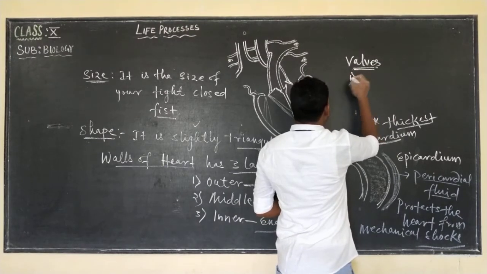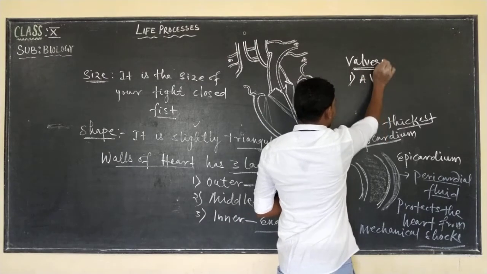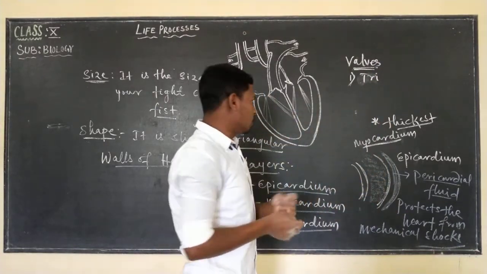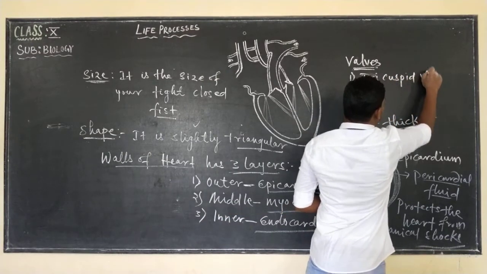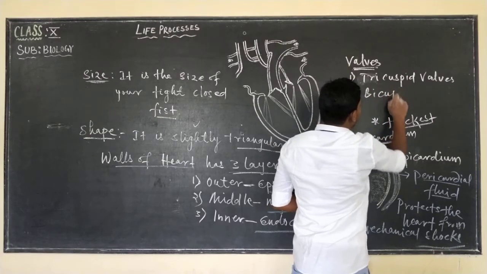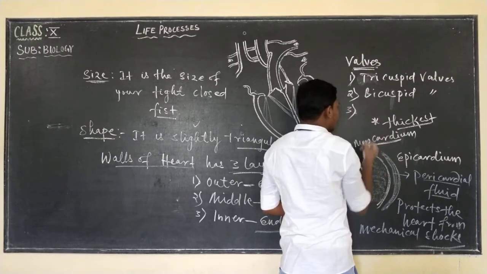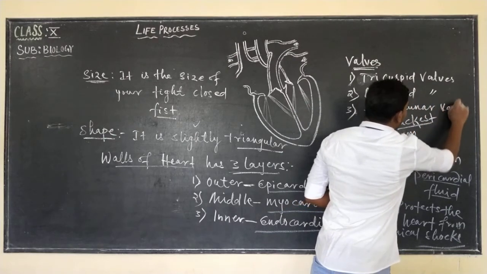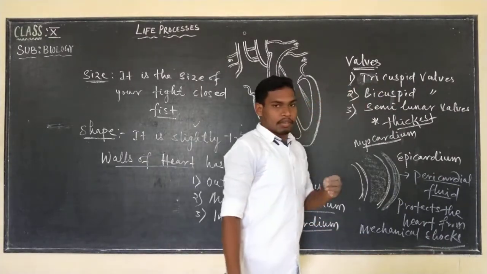So there are three different types of valves here. According to your NEET foundation textbook, first are the AV valves: the tricuspid valves, next the bicuspid valves, and the third one is the semilunar valves.